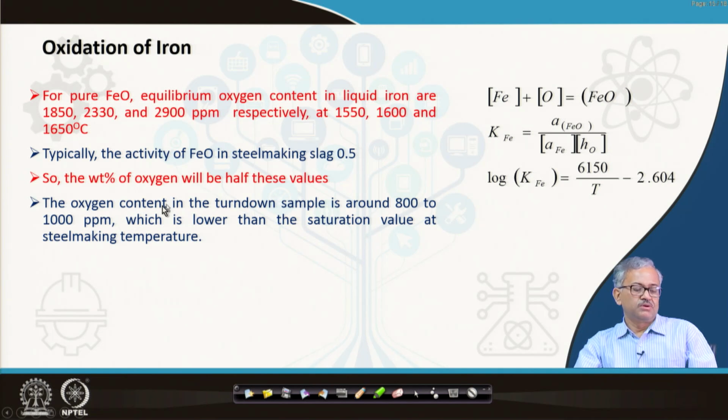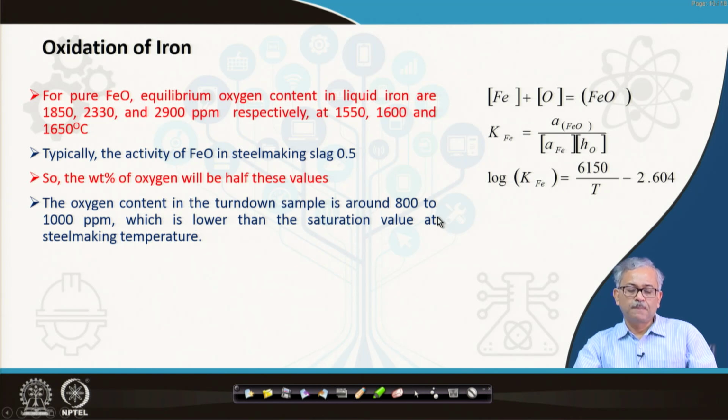In the turned down sample, it is around 800 to 1000 ppm, which is lower than the saturation value at the steelmaking temperature, because we have calculated the saturation value theoretically and found its value is 1165 ppm. But the turned down sample in the tap steel is around 800 to 1000 ppm. So it is always less than the saturation value.